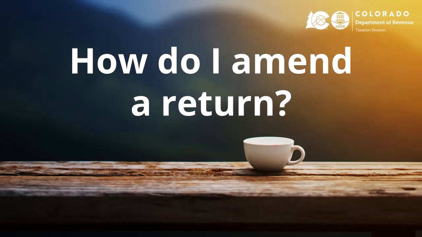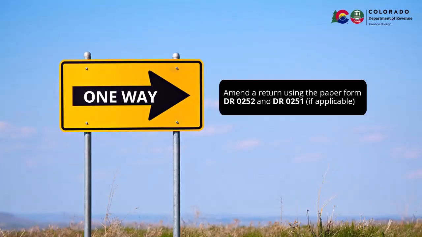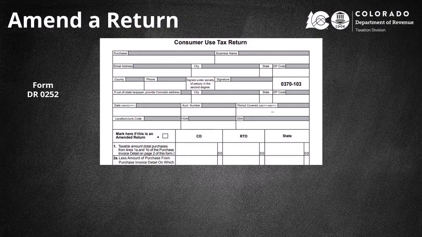In this next section, we'll cover how to amend a return. There is only one way to amend a return, and that is by using the paper form DR-0252 and DR-0251 if applicable. Amended returns cannot be filed through Revenue Online. To amend a return, you must complete the form DR-0252. The form must be filled out in its entirety.